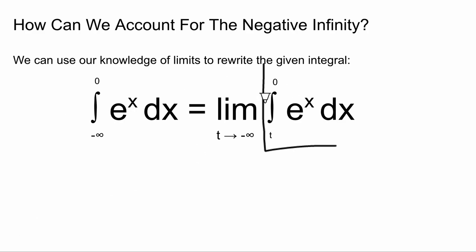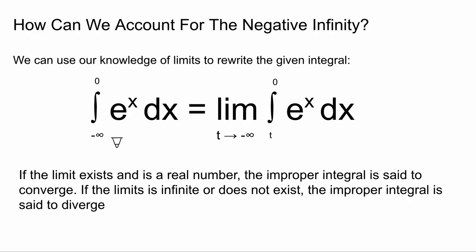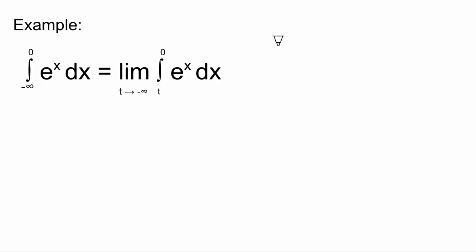Because this is a limit, this can yield a real answer or infinity, or it might not exist at all. So if the limit exists and is a real number, the improper integral is said to converge. If the limit is infinite or doesn't exist, the improper integral is said to diverge. So now let's actually solve. The nice thing about this integral is that the integral of e to the x is just e to the x. So we can rewrite this.